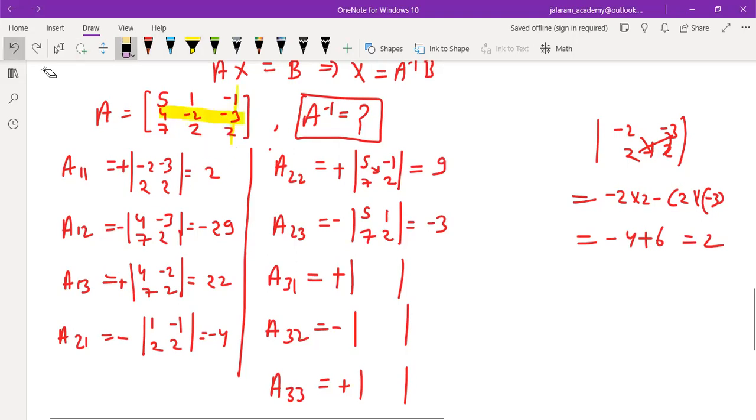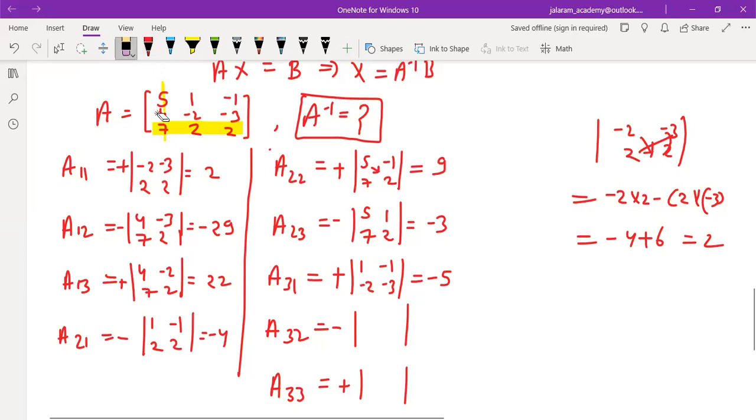Then next is A31, when means by deleting third row, first column, we get what? 1, minus 1, minus 2, minus 3. So 1 into minus 3 is minus 3, and minus 1 into minus 2 is 2. And minus 3 minus 2 is minus 5.